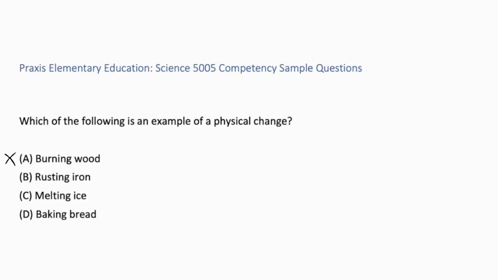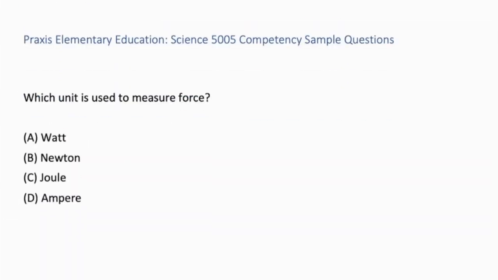A. Burning wood is a chemical reaction producing new substances. B. Rusting iron is a chemical oxidation. D. Baking bread involves irreversible chemical changes. The correct answer is C. Melting ice, a state change that does not alter chemical composition, going from a solid to a liquid.